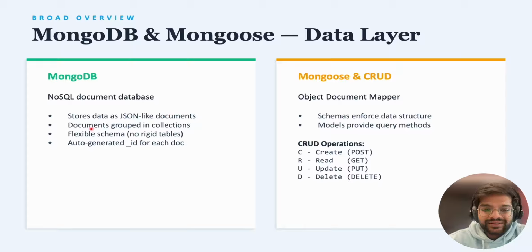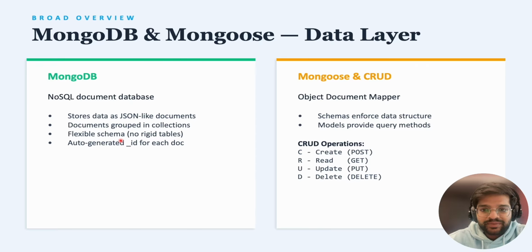These documents are organized into a collection. You can think of a collection like a folder that groups related documents together. So you might have a user collection and a task collection. One of MongoDB's biggest advantages, I would say, is the flexible schema. Unlike SQL databases where you have a rigid table with fixed columns, MongoDB doesn't force a strict structure.